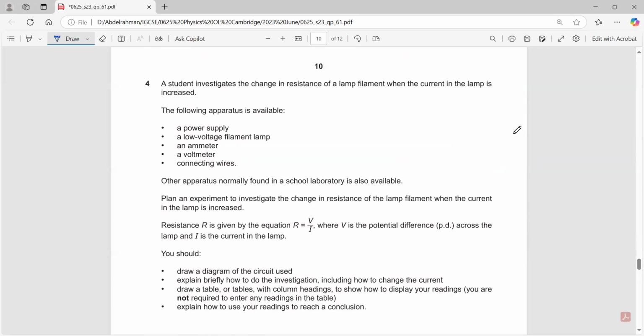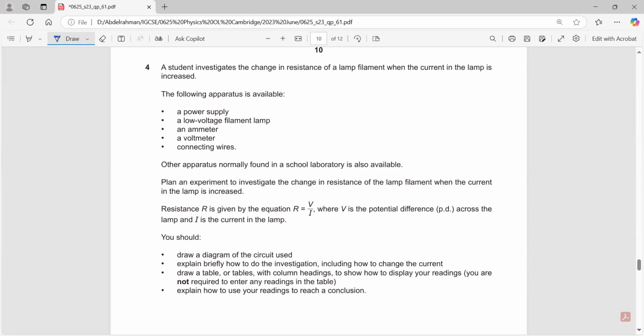Okay, question four. A student investigates the change in resistance of a lamp when the current is increased. That's quite obvious. He's changing the current and measuring the resistance. The following apparatus is available. Okay, plan an experiment. Plan an experiment to do what? To investigate the change in resistance when the current is increased. That's all you need to do.